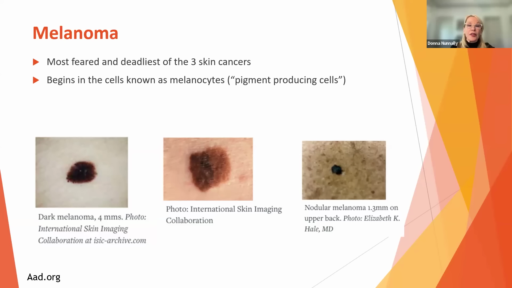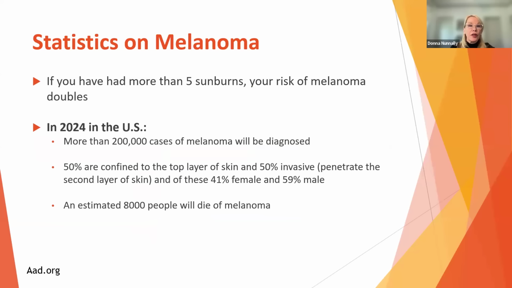Let's look at some eye-opening statistics about melanoma. If you have had more than 5 sunburns, your risk of melanoma doubles. In 2024, in the US, more than 200,000 cases of melanoma will be diagnosed. Fortunately, 50% are confined to the top layer of skin, but 50% are invasive, which means it's penetrated to the second layer of skin, and an estimated 8,000 people will die of melanoma.